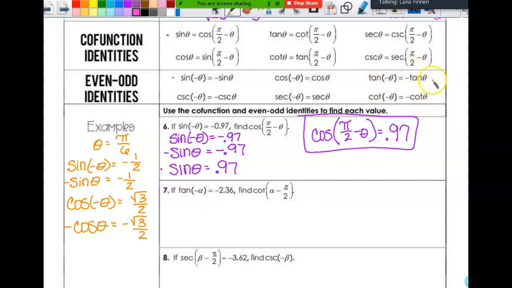I find it right here. That gives me negative tangent. So that means, I'm going to rewrite what's right here just so all the work follows. So tangent of negative alpha equals negative 2.36. Okay, so for tangent of negative alpha, I'm substituting negative tangent of alpha. That's equal to negative 2.36. So just like before, I don't want negative tangent of alpha, I want tangent of alpha. So I'm going to multiply through by negative 1, and I'm going to get tangent of alpha equals 2.36.